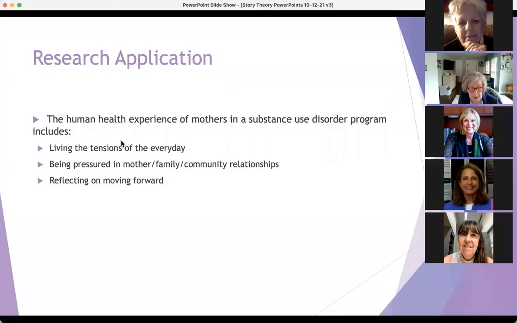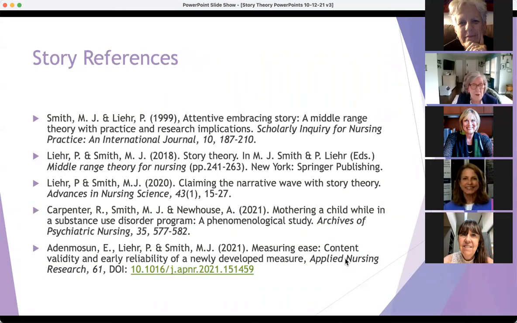And so now, Peggy, if you would just take us through that reference list at the end, and then I want to just show those to you and just tell you what they are. That 1999 paper is that first paper where it was called Attentively Embracing Story. And then next you have the 2018, this is the fourth edition of the Middle Range Theory book where it was story theory.